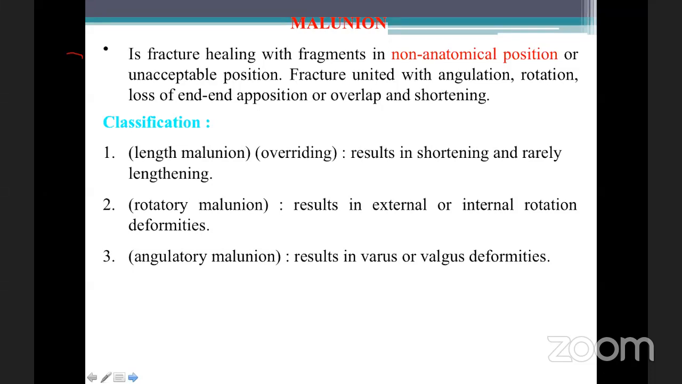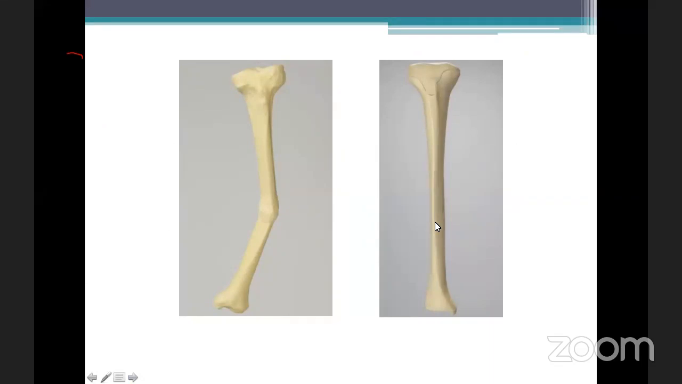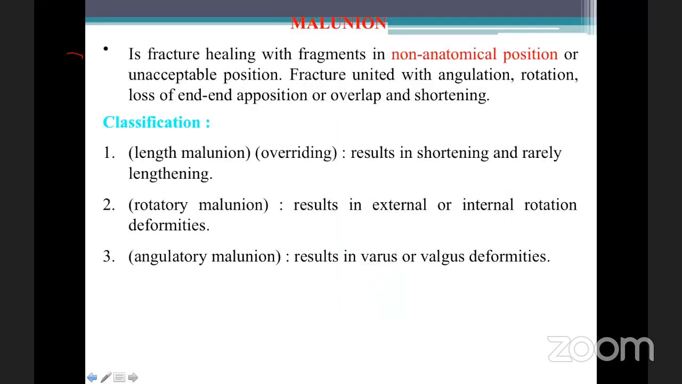Next is malunion. What is malunion? Malunion is fracture healing in a non-anatomical position. So this is tibia. This is supposed to be united in an anatomical position. When it is united in a non-anatomical position, you call it malunion. So you need to know what is malunion, what is non-union, and what is delayed union.